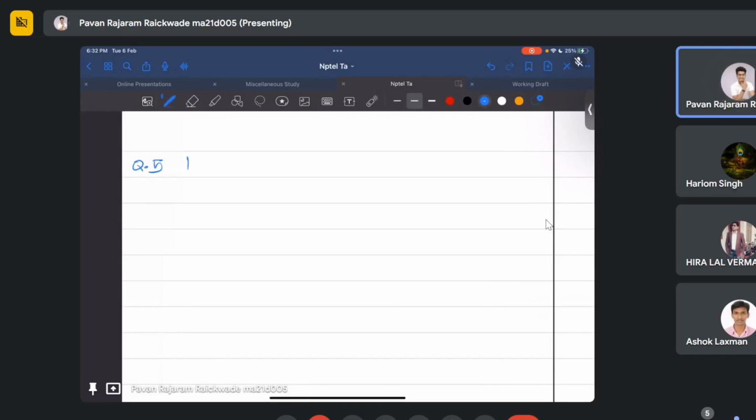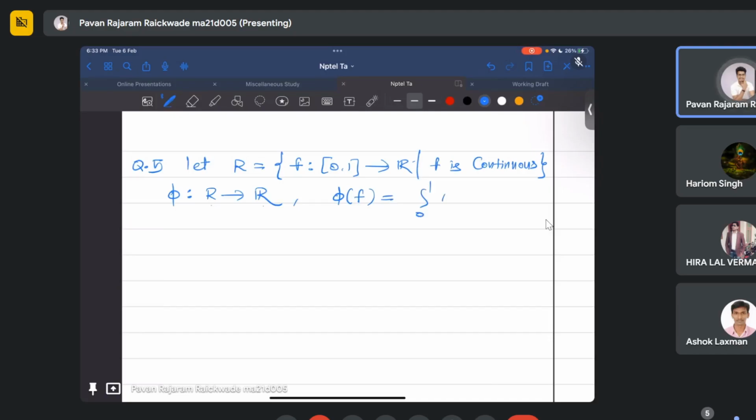Let R be the set of all functions from [0,1] to R such that f is continuous. So, the collection of all real valued continuous functions on [0,1]. This is your ring. Now define a mapping phi from R to the real numbers. There's a difference between this R and this R. This is the set of real numbers. This is the set of all continuous functions on [0,1]. Phi of any element f is the integral from 0 to 1 of f(t) dt.